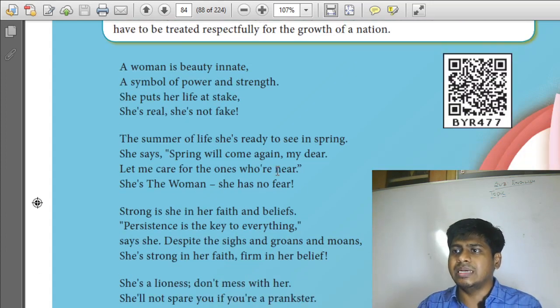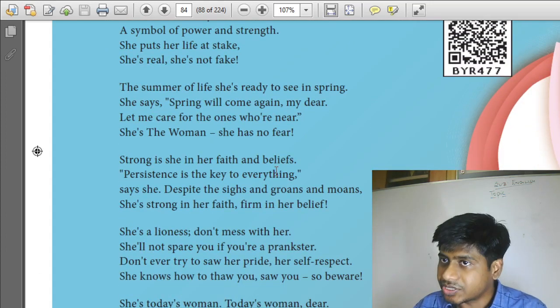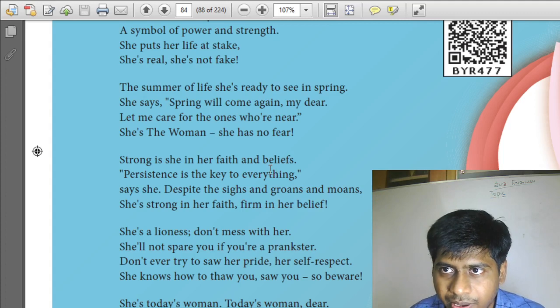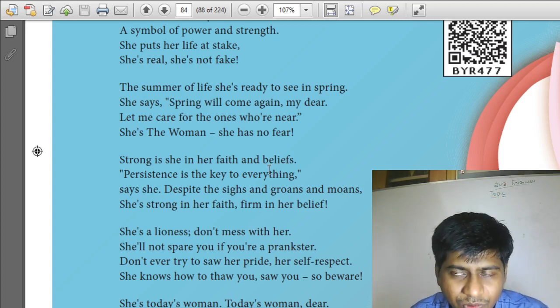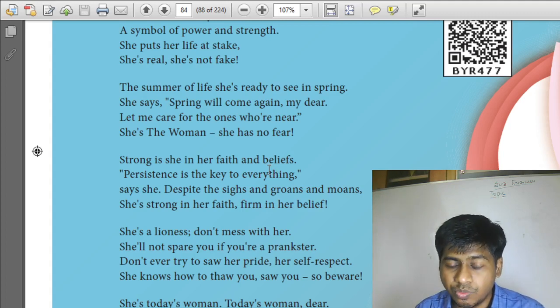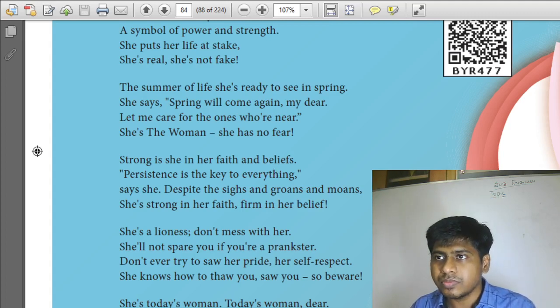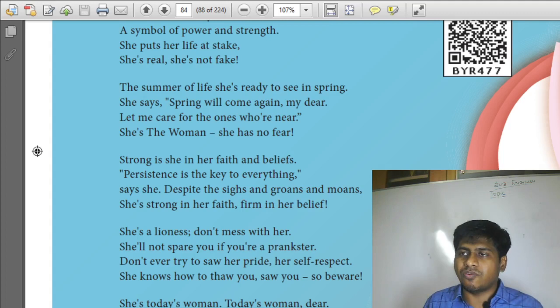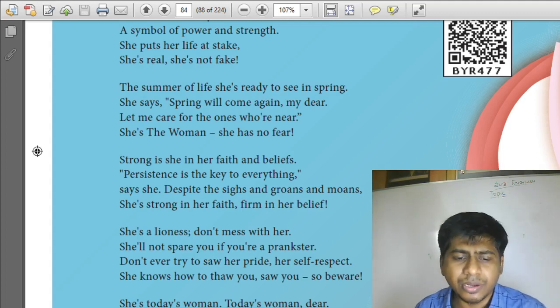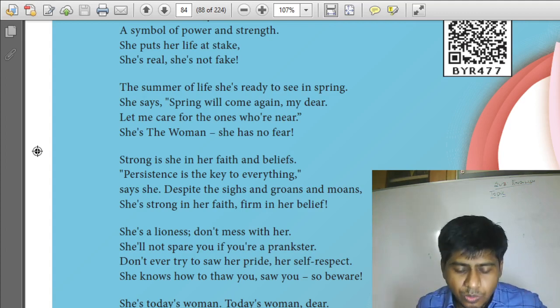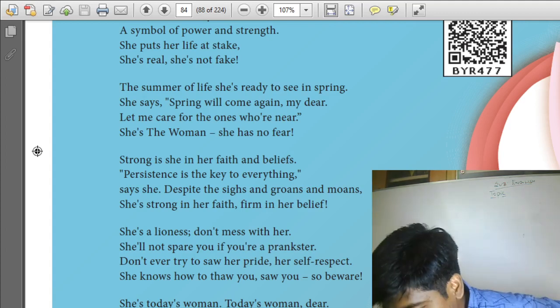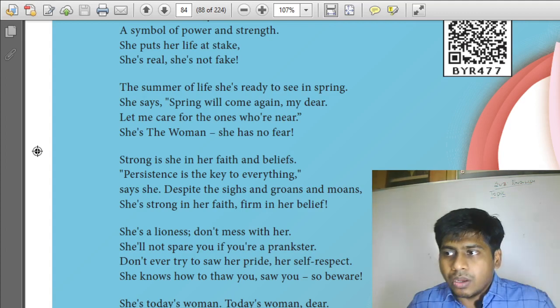And the next stanza: the summer of life, she is ready to see in spring. She says, spring will come again, my dear, let me care for the ones who are near. She is a woman, she has no fear. The summer of life, she is ready to see in spring. Usually summer is called the good days of life. Usually, most of the authors state it like that.